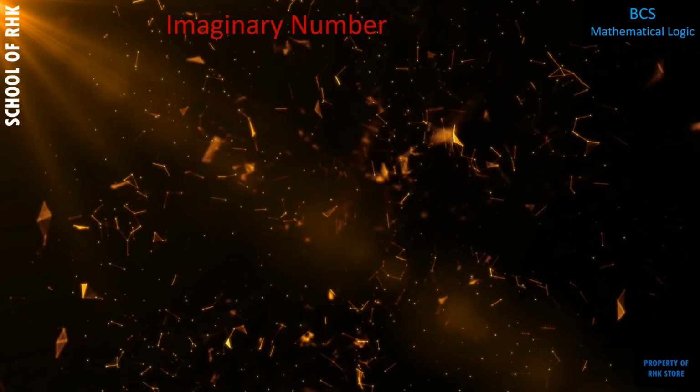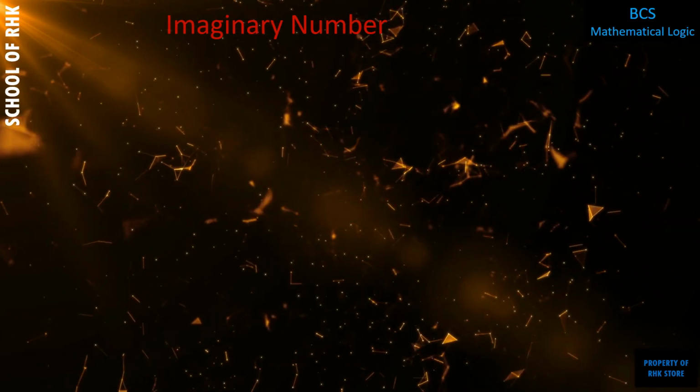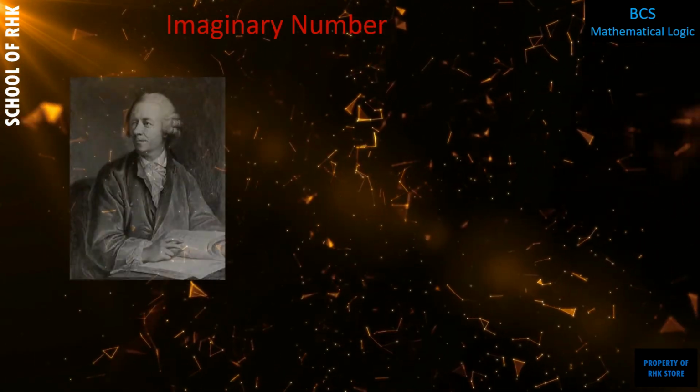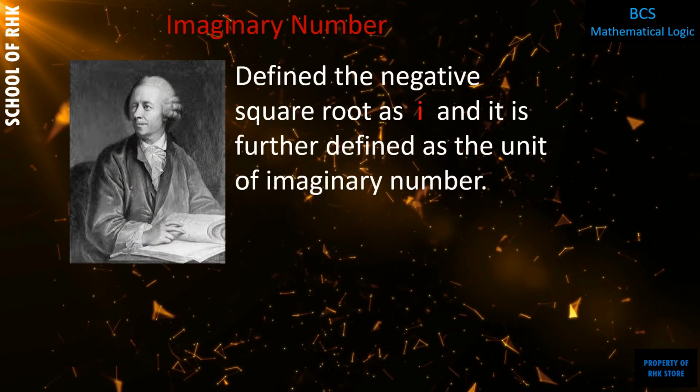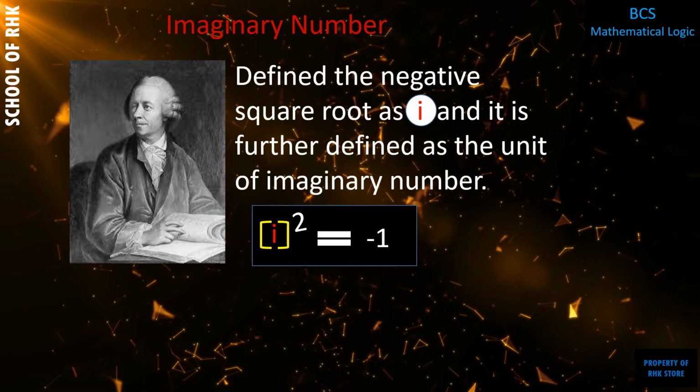But in the 18th century, there was a mathematician named Euler who gave the square root of a negative unit. Here he defines the square root of negative 1 as i, and it is further defined as the unit of imaginary numbers. It was called imaginary because it was supposed to be imaginary, something we also imagined. That is, the square of i is equal to negative 1.